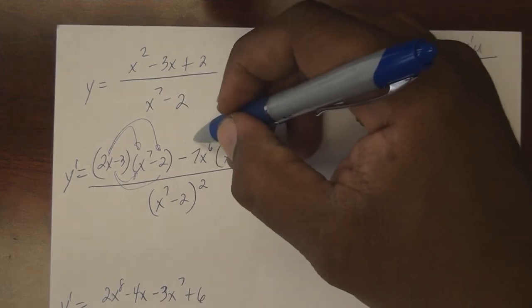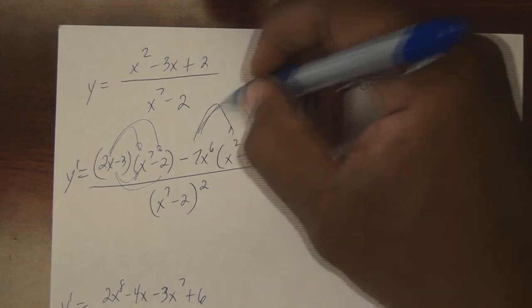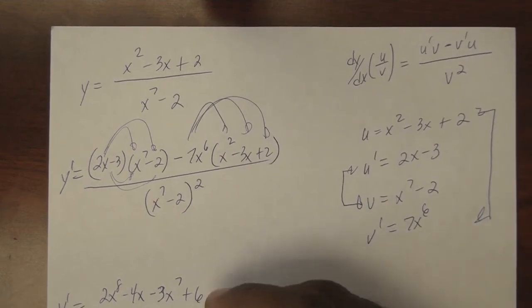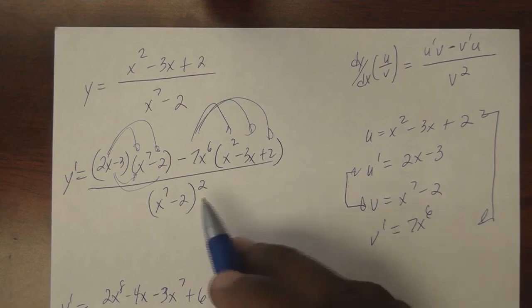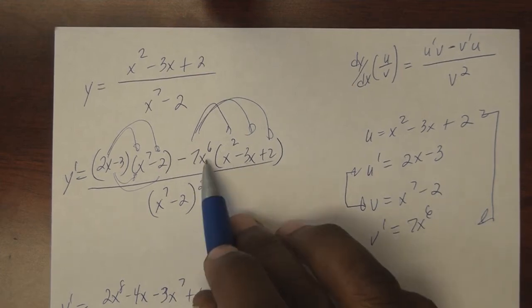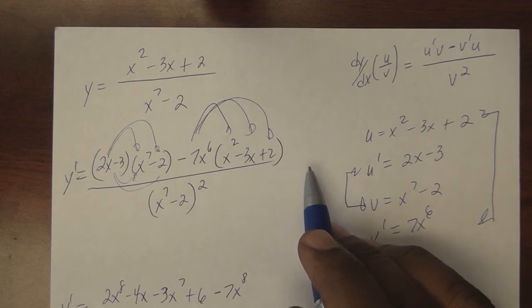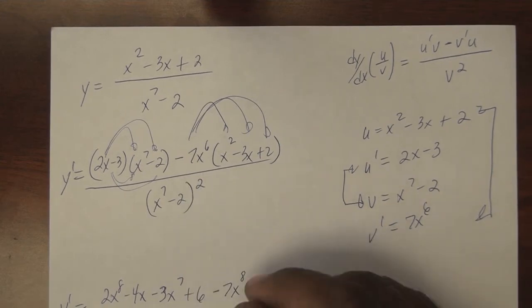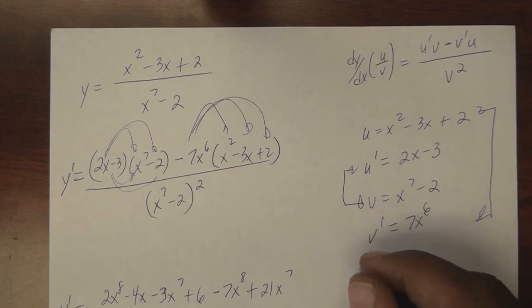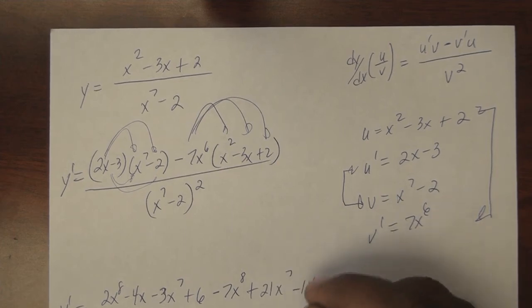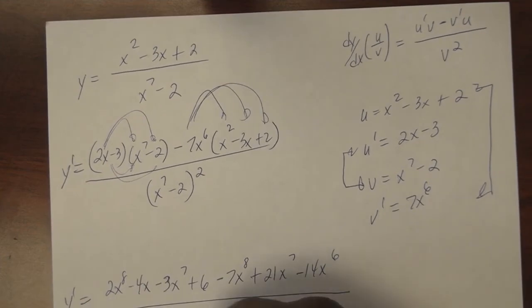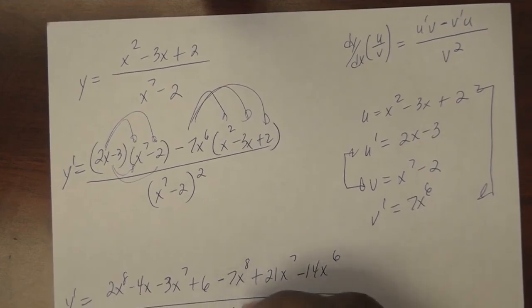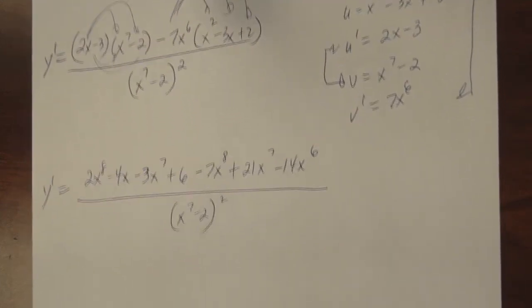Now I'll distribute negative 7x to the 6th power. So we have negative 7x to the 8th. Remember, when we multiply like bases, we add our exponents. Next, we have a positive 21x to the 7th minus 14x to the 6th power all over x to the 7th minus 2, and that quantity is squared.